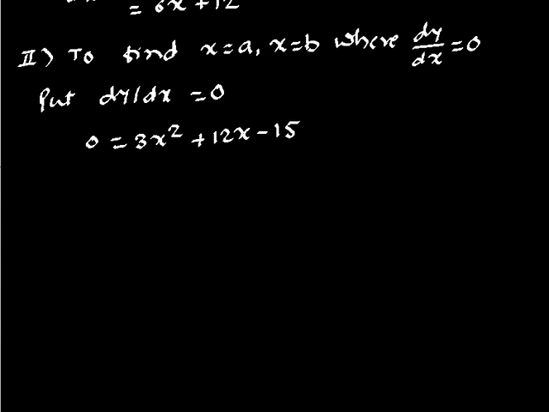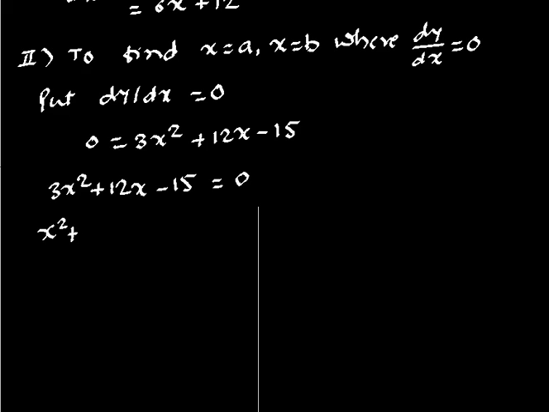Now this is the quadratic equation. We have to solve 3x square plus 12x minus 15 is equal to 0. Now this equation can be solved in two ways. Let me explain you both of them. So you can choose any convenient, whichever is easier for you. So first is, let us divide by 3 each term. So it comes out to be x square plus 4x minus 5 is equal to 0, divided by 3.